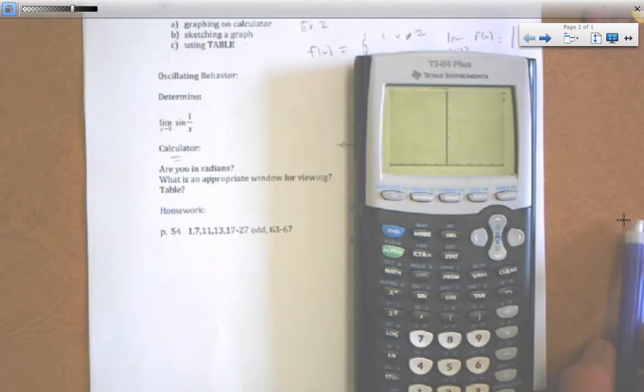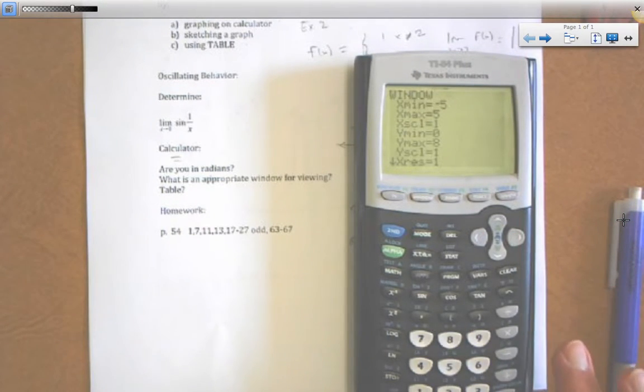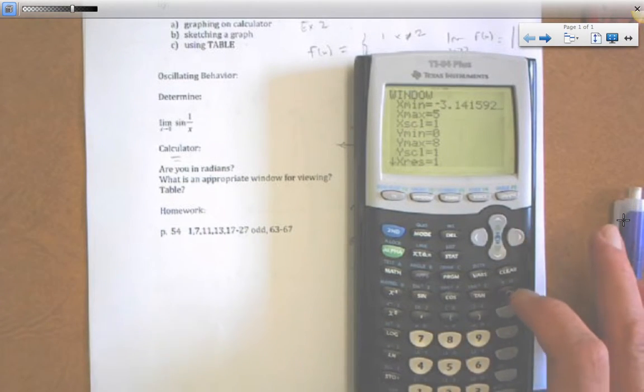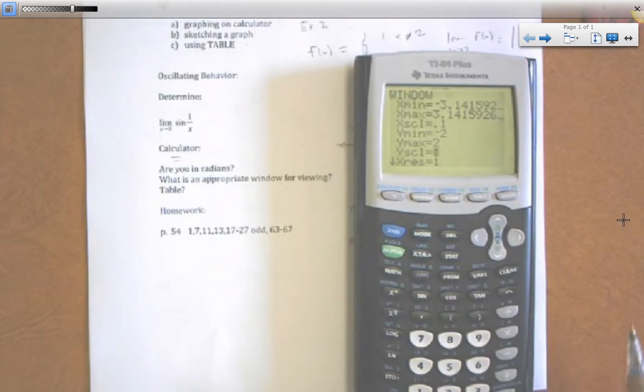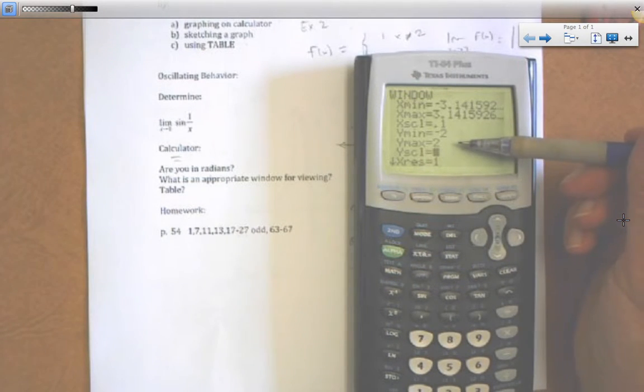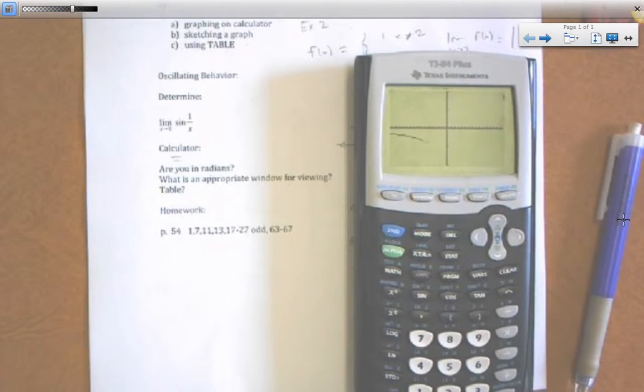So graph this function. Probably need to go back and reset my screen, obviously. Let's go to Window. I'm going to go from negative pi to pi, my scale is 0.1, and let's go from negative 5 to 5, or excuse me, negative 2 to 2. Now, why do I need to only set my screen to negative 2 and 2? Be ready to answer that tomorrow during class. In fact, I could have gone a little bit smaller than that, but I'm going to set it from negative 2 to 2. Graph, here it comes.